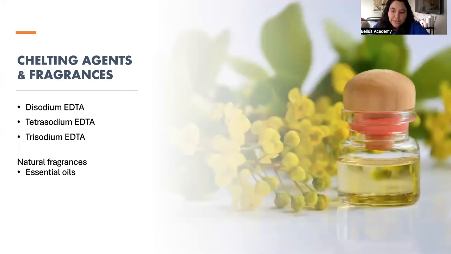So chelating agents work by breaking down the cell walls of bacteria and other microorganisms and allow preservatives to be effective longer. So you will see chelating agents used alongside preservatives. And then fragrances.